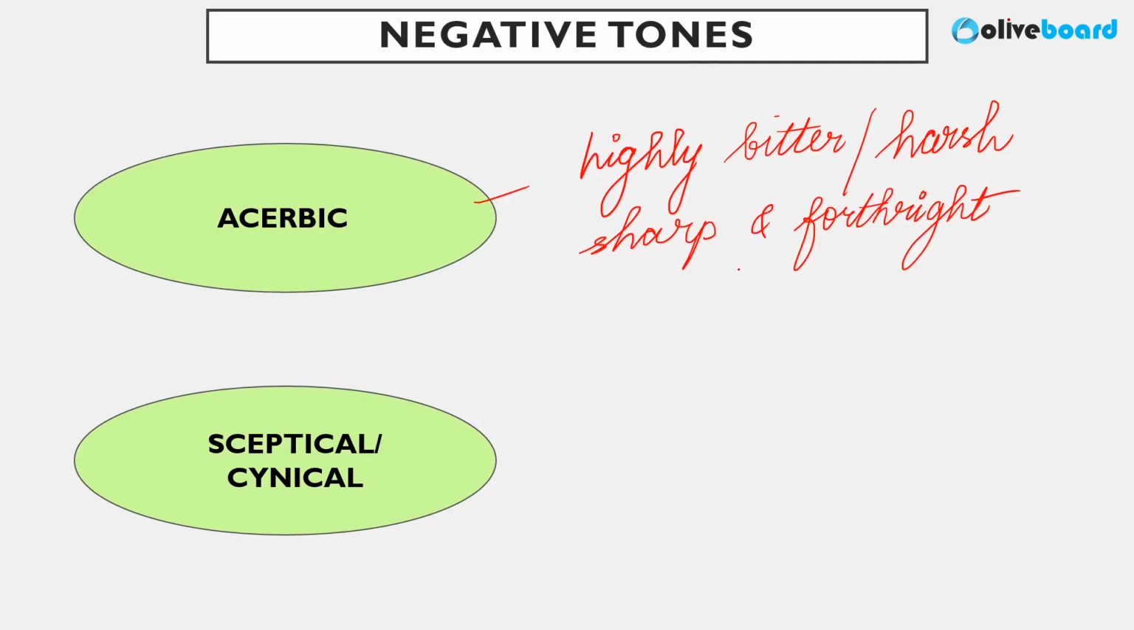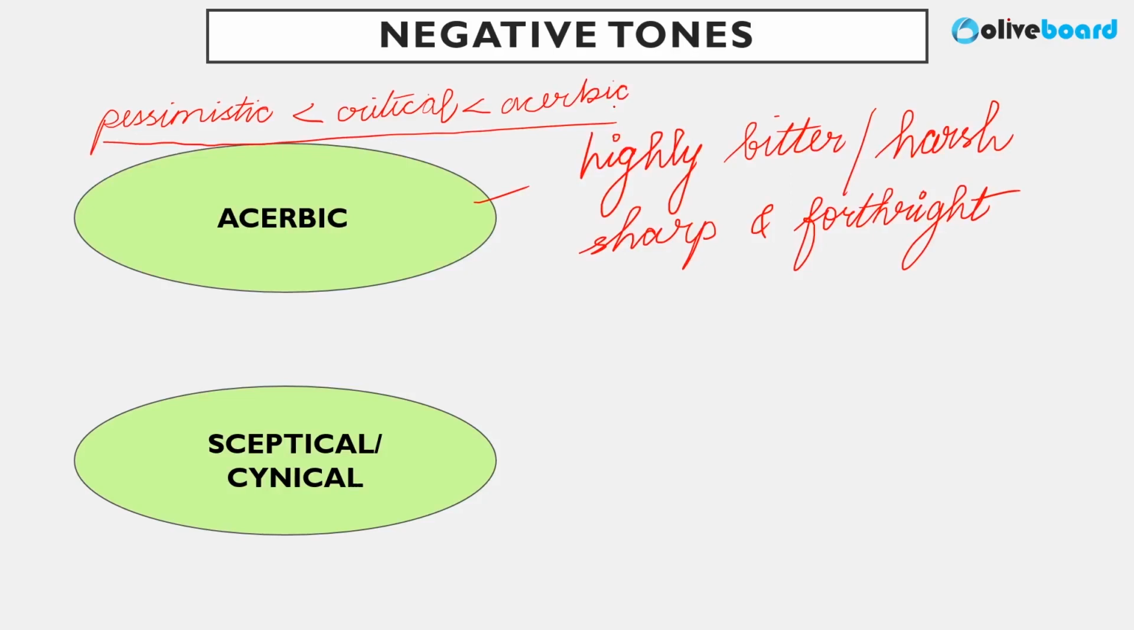You are very, very straightforward. So that is acerbic, right? So this is extreme. So if I write this in order, first will be pessimistic, which is simple negative. Then more negative will be critical. Extreme, very, very extreme harsh will be acerbic. This is the order. Okay, this is the order of degree of negative tones.